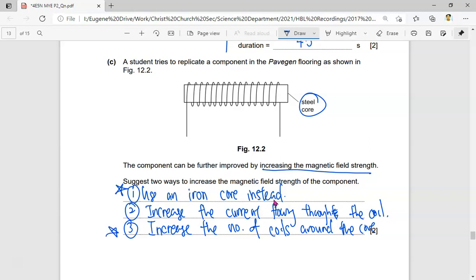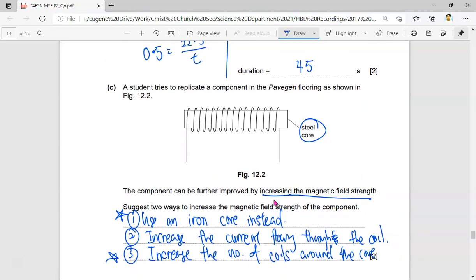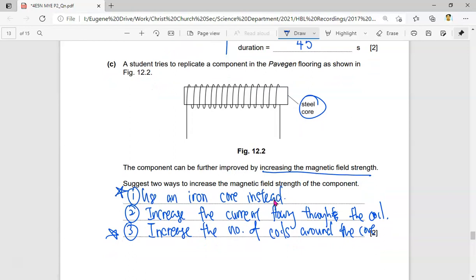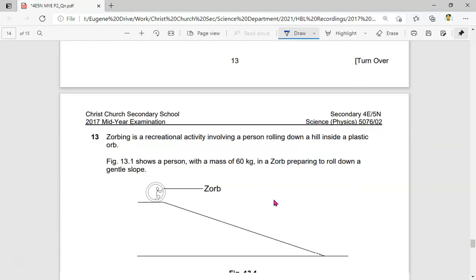Why not the second one? Try not to use it because this is the idea of electromagnetic induction. The current component there is a little bit more complicated than what you have learned so far. That's why my suggestion is 1 and 3. 2 is a possible answer, but in the actual application in terms of the device itself, 2 may not be that applicable. Okay, now let's go to the next one.